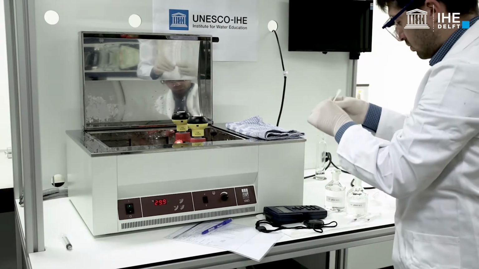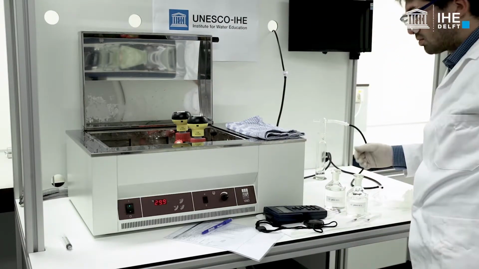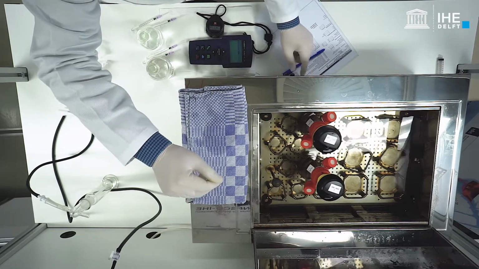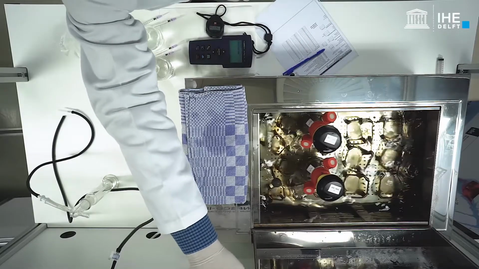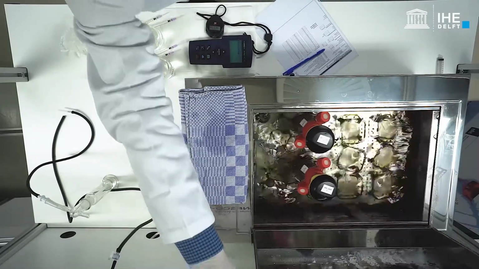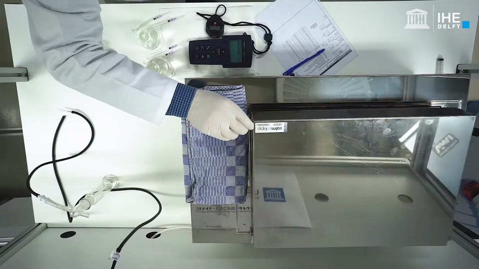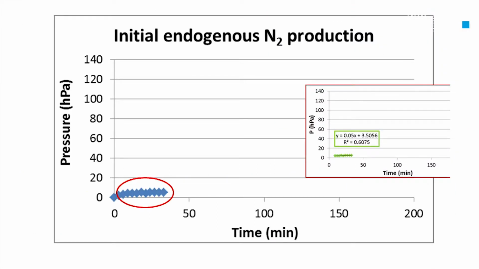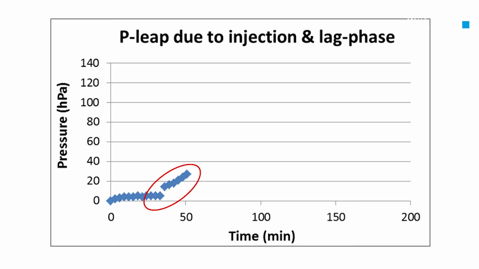Now the Anammox reaction has started and nitrogen gas is being produced, as shown by the progressive pressure increase recorded by the data logger. During the first 10 to 20 minutes after the substrate addition, the nitrogen gas production becomes faster and faster, and thus the slope of the pressure curve increases in time.